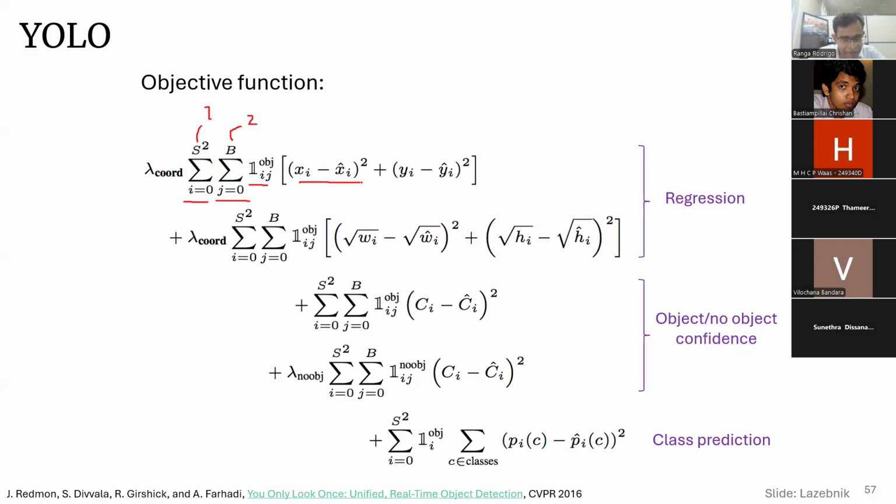You get the error from the ground truth x coordinate and the ground truth y coordinate. That's a location error, coordinate error. Also, the same summation, if there is an object, the width error and the height error. And if there is an object for each of the cells, the class confidence scores.